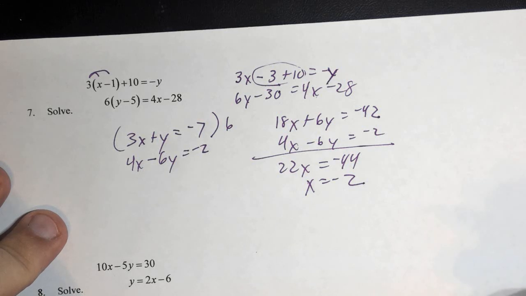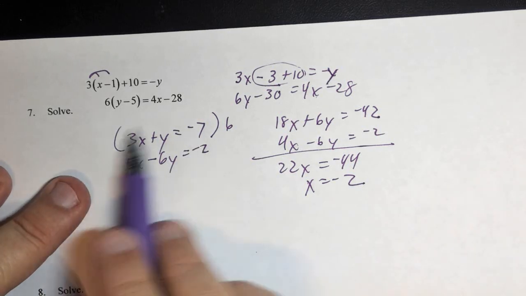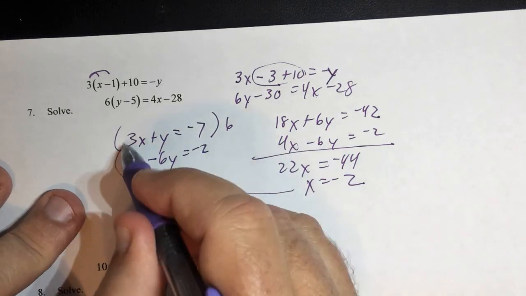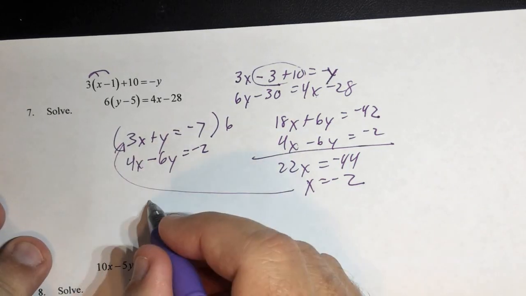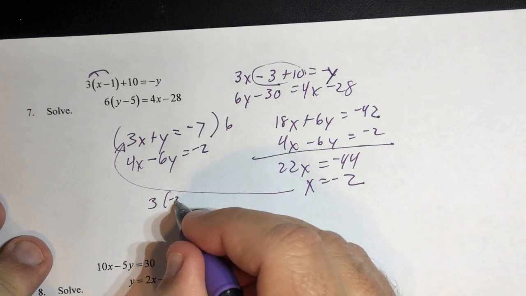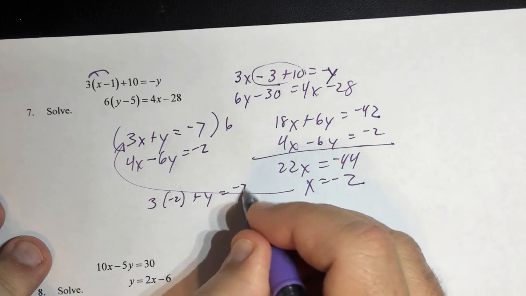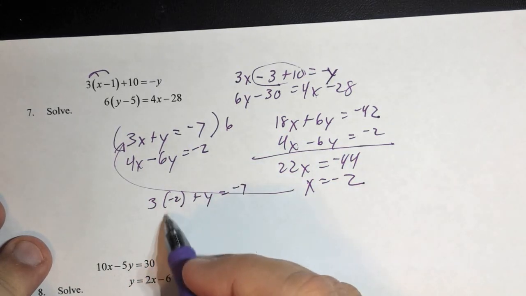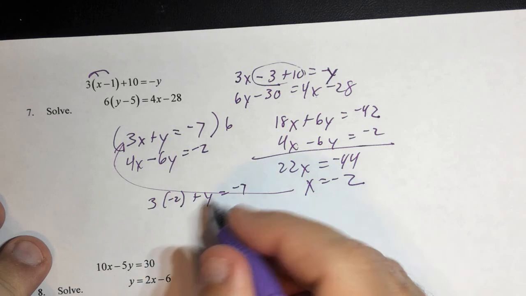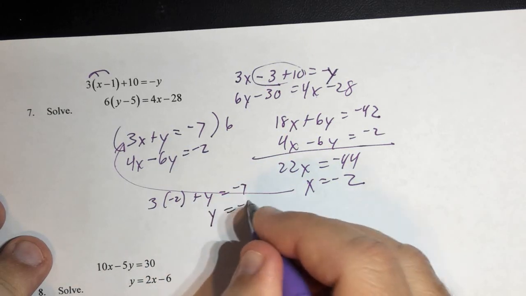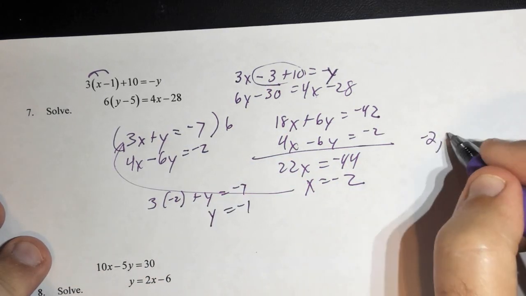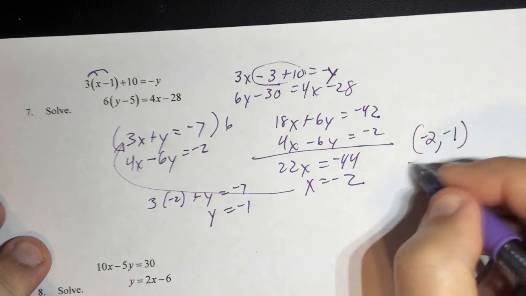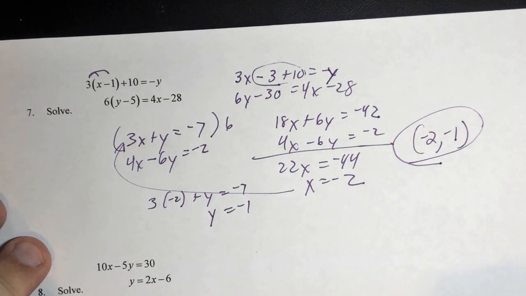Time to plug it back in. I'm probably looking at one of these guys. Why not this guy here? Looks simple. 3 times negative 2 plus y is equal to negative 6. That's a negative 6. We'll bring that over as a 6. Y is going to be negative 1. My point's at negative 2, negative 1. Done. All of these have one solution.